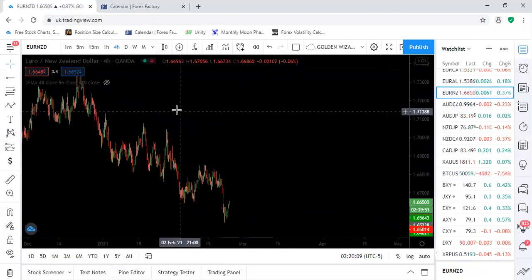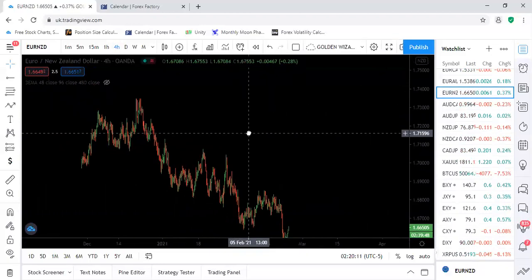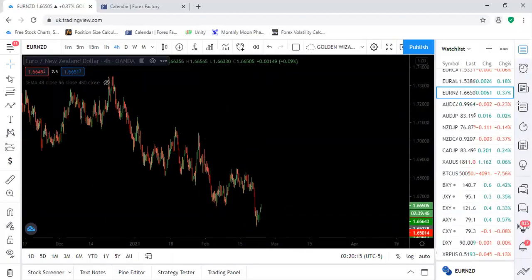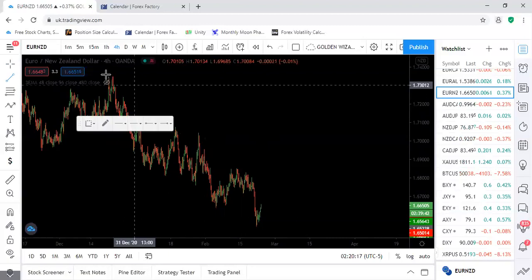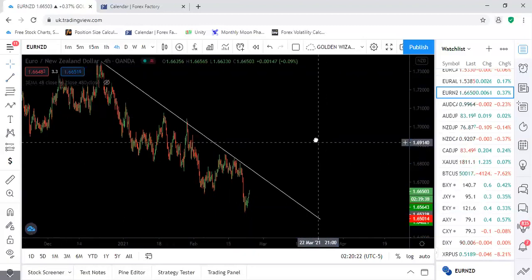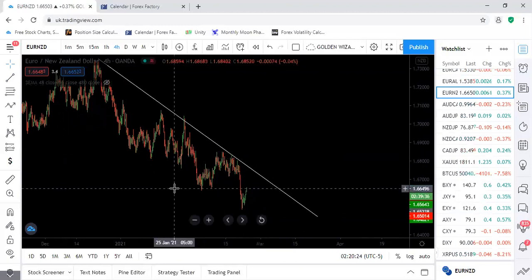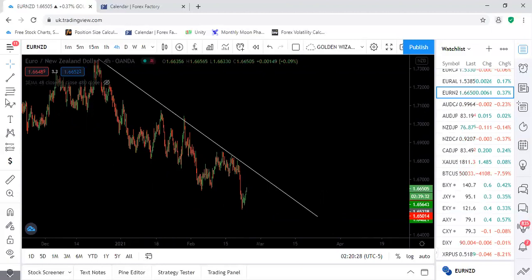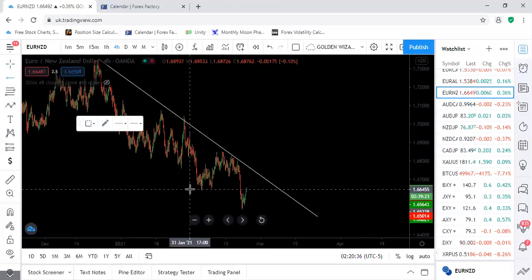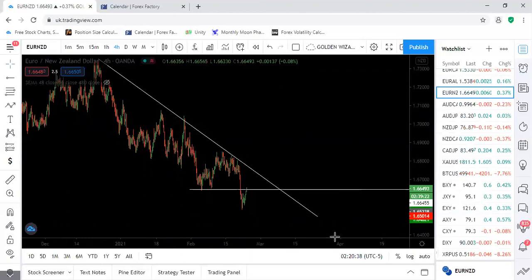So EuroNZD, not one that I trade very often, but I do see some correlation already. This is on the 4-hour. So yeah, this looks like a possible buy scenario. It's developing. That's what I like to do.